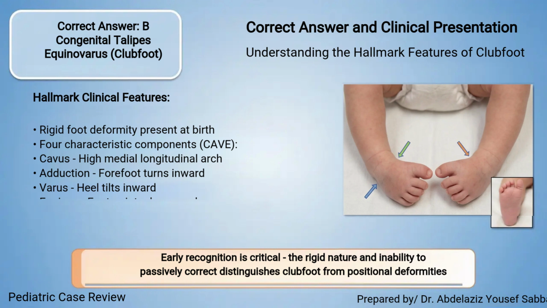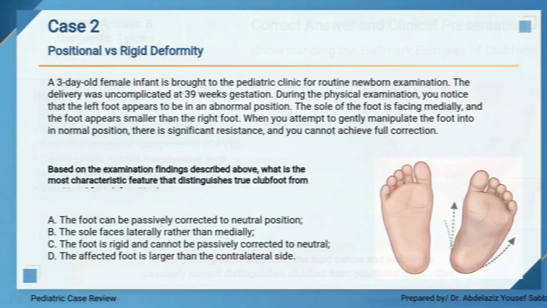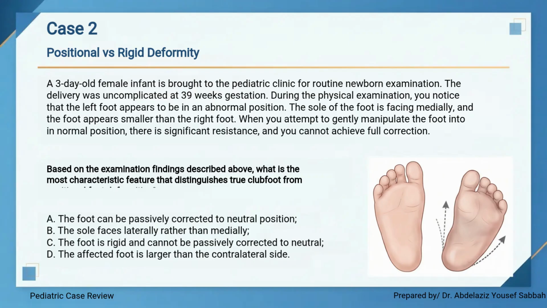This rigidity is the single most important feature that distinguishes true clubfoot from positional deformities, which are flexible and can be gently corrected. Early recognition is critical because the Ponseti method can begin within the first week of life for optimal outcomes. Case 2. A 3-day-old female infant is brought to the pediatric clinic for a routine newborn examination.